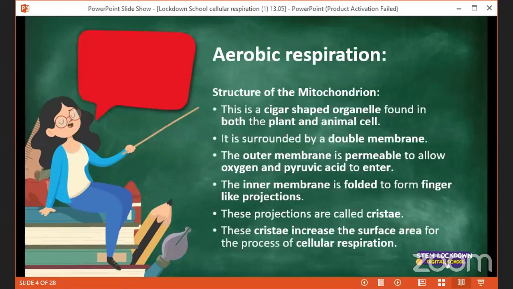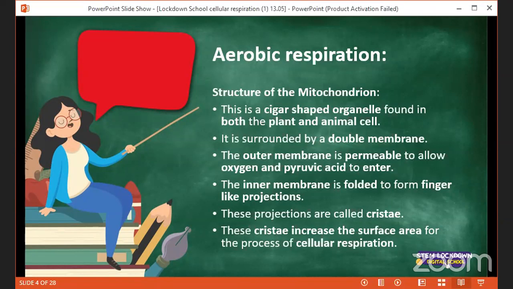Okay, so this is the slide that we looked at on Monday. It says the structure of the mitochondrion. This is a cigar-shaped organelle found in both plant and animal cells. It is surrounded by a double membrane. The outer membrane is permeable to allow oxygen and pyruvic acid to enter. The inner membrane is folded to form finger-like projections, and these projections are called cristae. These cristae increase the surface area for the process of cellular respiration.